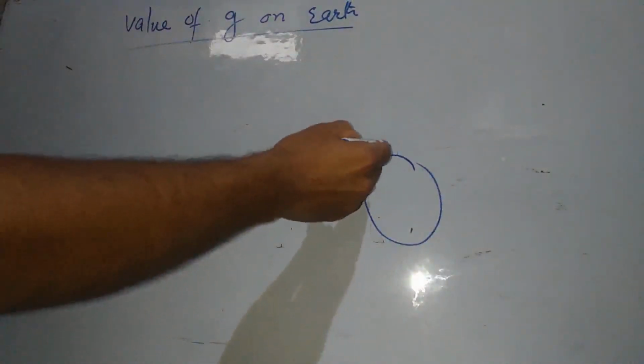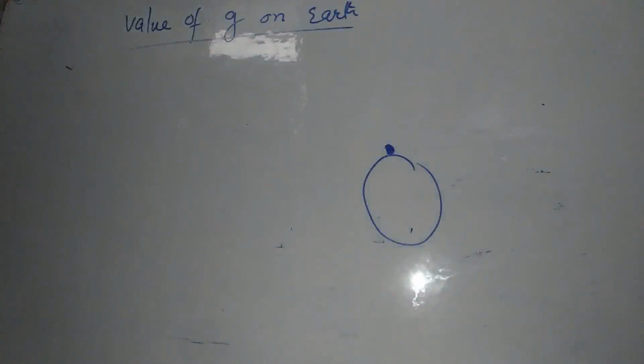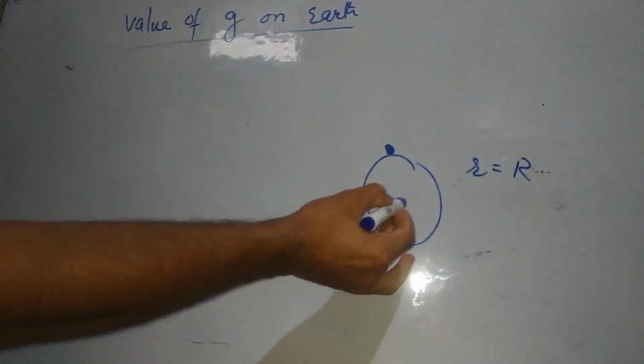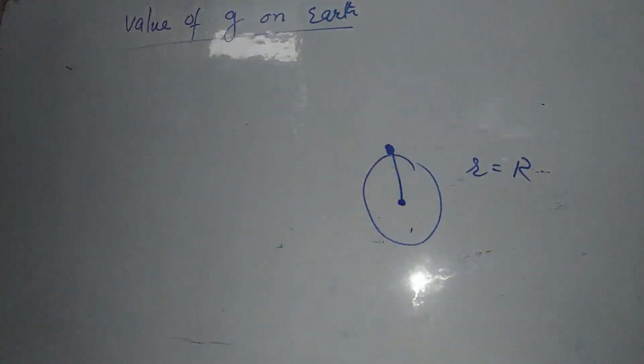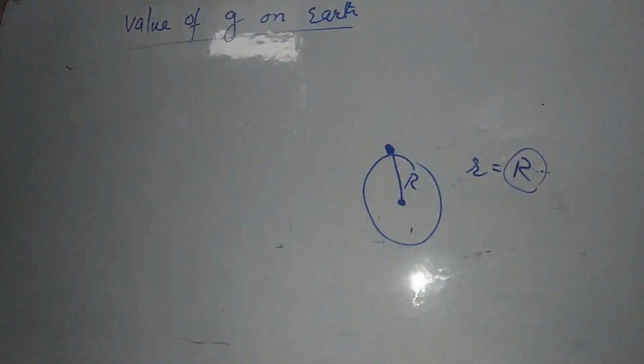So consider the body is on or near the surface of Earth. If this is Earth, and a body is on it, I can calculate the value of g. And r is considered to be equal to R. For example, we consider the distance between these two objects as r, and here r is equal to this capital R, where capital R is the radius of Earth. So whenever we talk about an object which is on the surface of the Earth or near the surface of Earth, we will take this small r, that is the distance between the two objects, as R, the radius of the Earth.